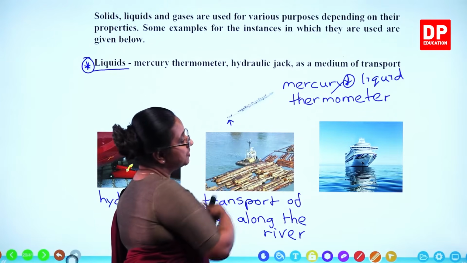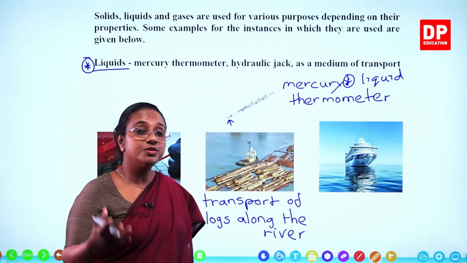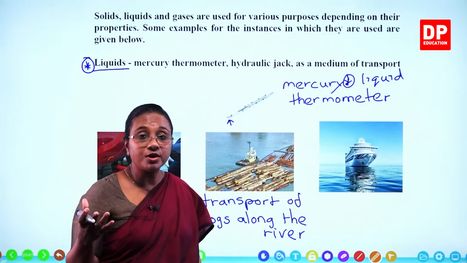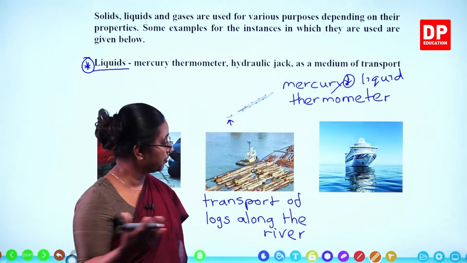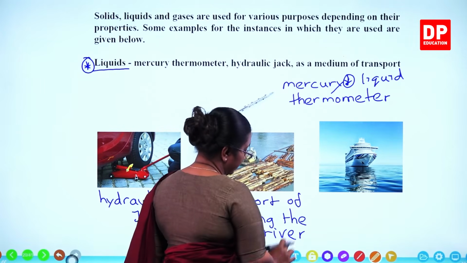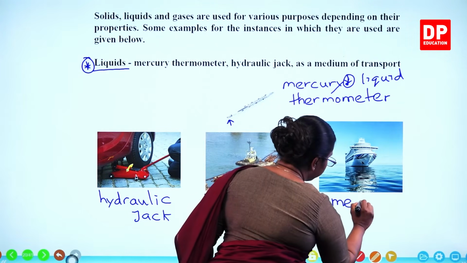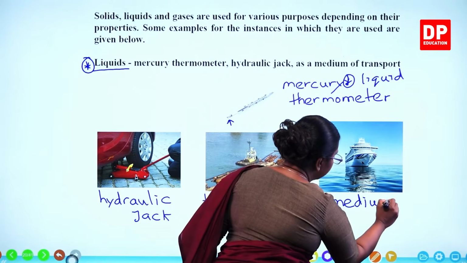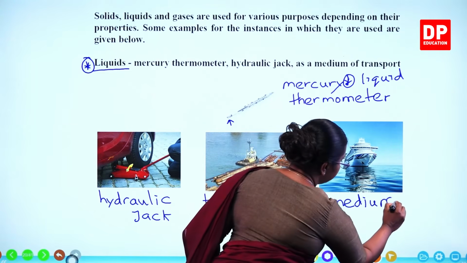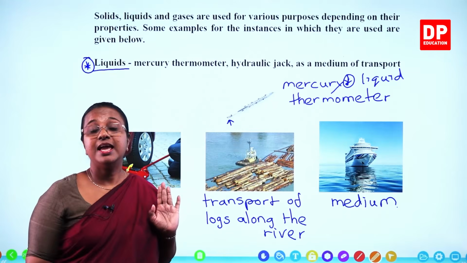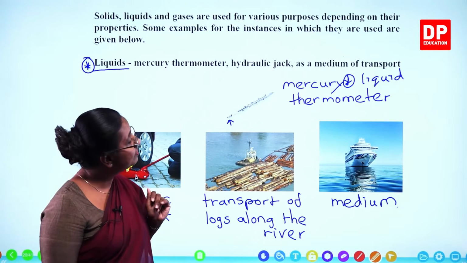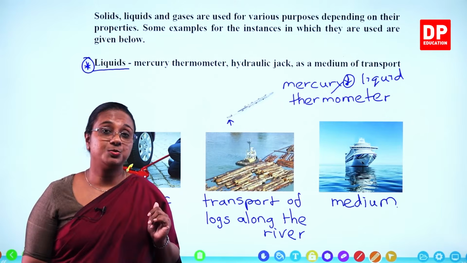Same way, the ships sail in water, boats sail in water. We use water, ocean, sea, all these as a medium of transport. So here also it is a medium for transport. Are these the only examples of liquids being used as a medium of transport?